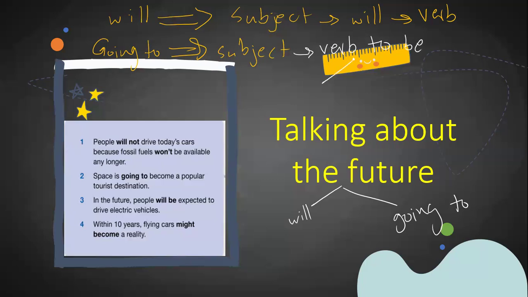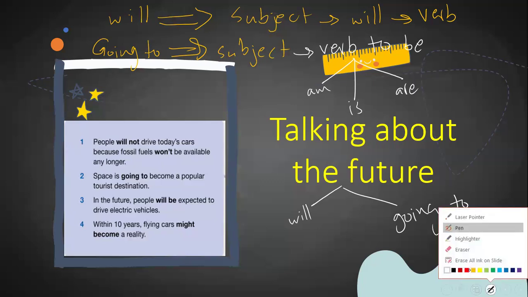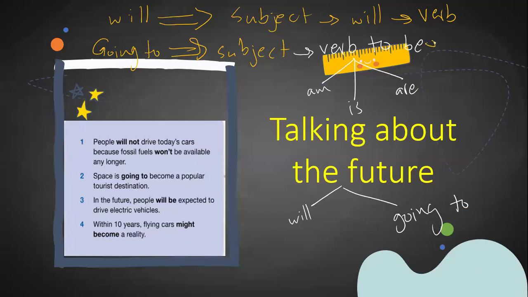Okay, what are these verbs to be? We have am, is, and are. After that, we have to put going to, then the main verb. Okay, of course, we use I with am. I am. He is. She is. It is. We are. You are. They are.